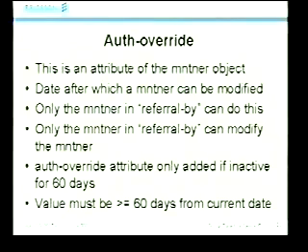And the auth attribute is only added if the maintainer is active for 60 days, and the value is a date. It must be greater than 60 days from the current date. Now, as I say, I haven't seen that implemented. All that we're saying is that this is for the case when you have objects that are broken, the maintainer is not responding, and something has to be done. But I haven't seen this implemented yet.